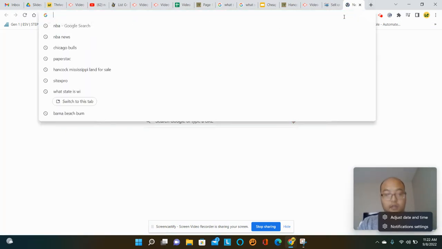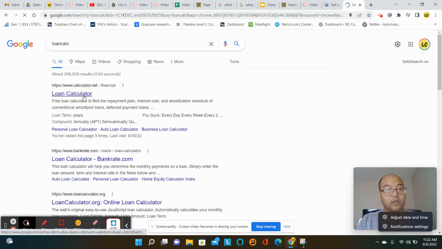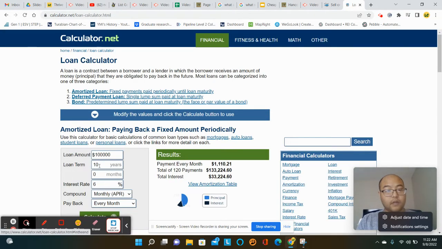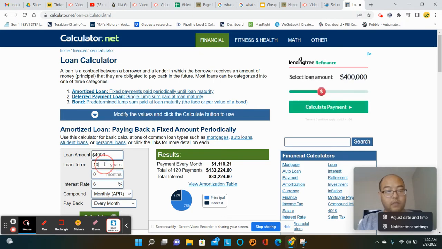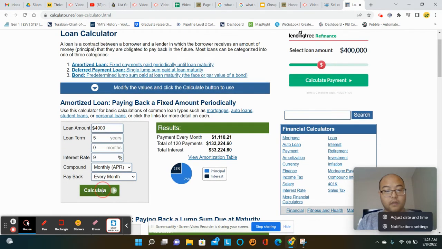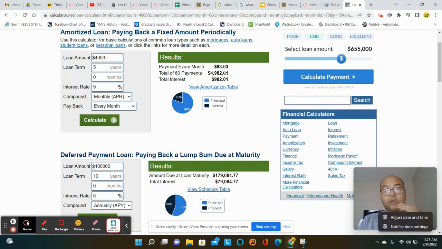So let me show you a loan calculator. For example, if you pick up something for 1,000 and you sell it for 4,000, let's say over 5 years at 9%, that quickly becomes 4,982, right? So basically over a 5 year period, you'll get $83 per month payments, and you got 9% off of that full amount instead of your smaller amount.